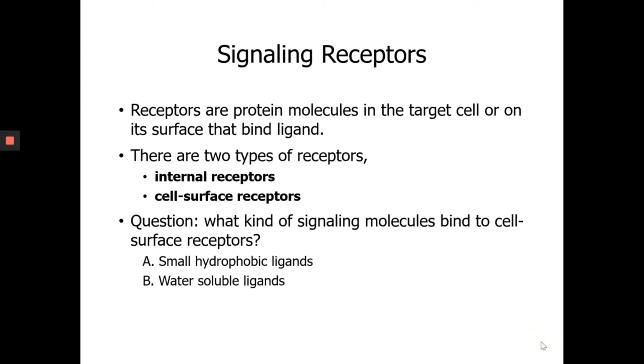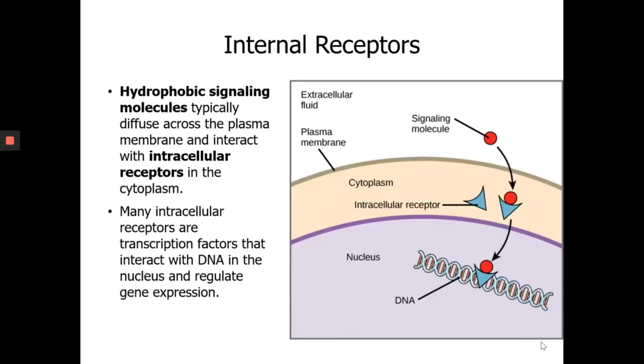Last time we stopped here. So we discussed the two types of receptors. We may have internal receptors that are located inside the cell, and then we have cell surface receptors. Those are protein receptors that span through the cell membrane, so they're on the cell surface. We're going to take a closer look at each type of receptor.